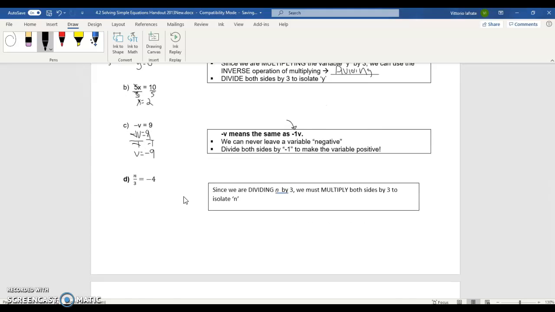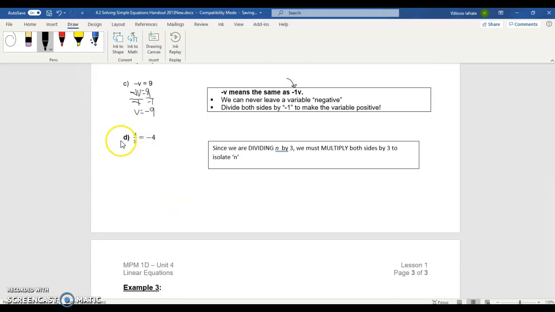Now we'll do example D. In example D, you'll notice that we don't have a multiplication. We now have a division. That line there means division. So we need to undivide, which means we need to multiply. So to do that, I look at my denominator. I look at what I'm dividing the variable by, and that happens to be 3 here. And I have to multiply everything by 3.